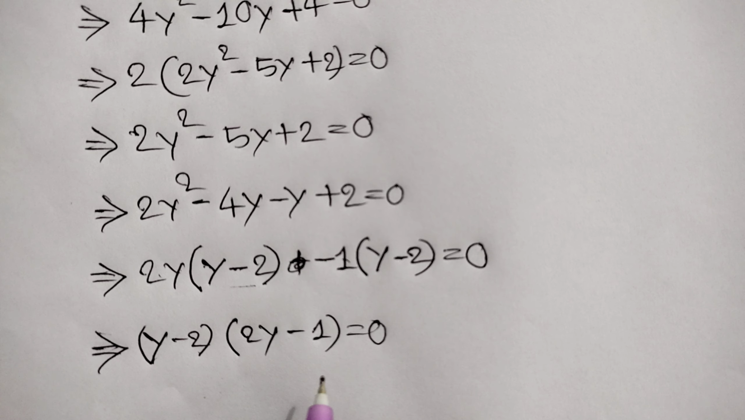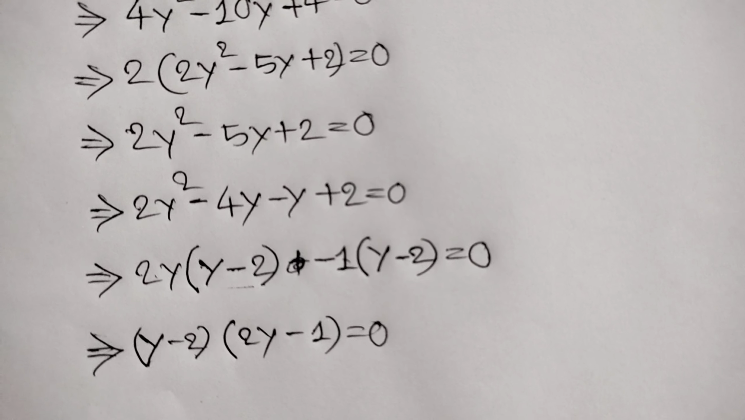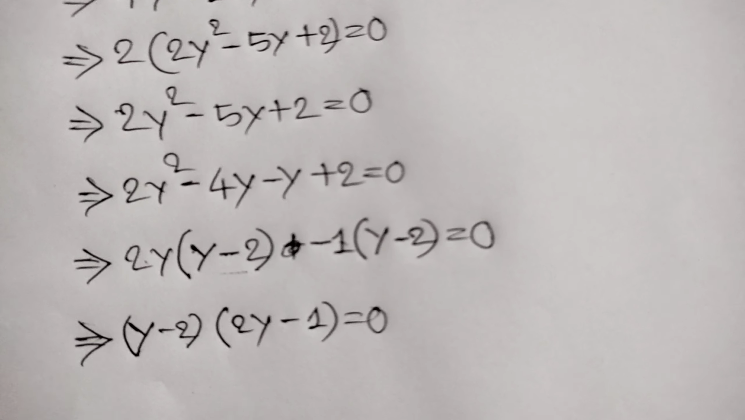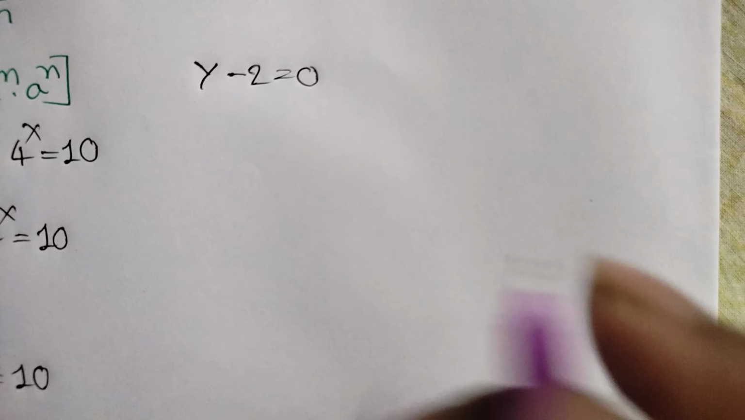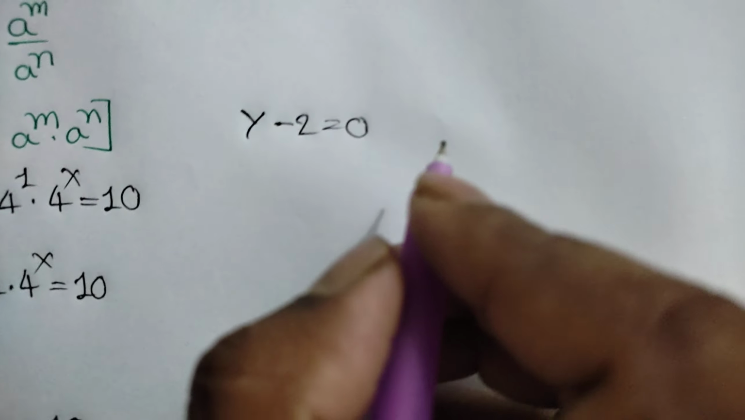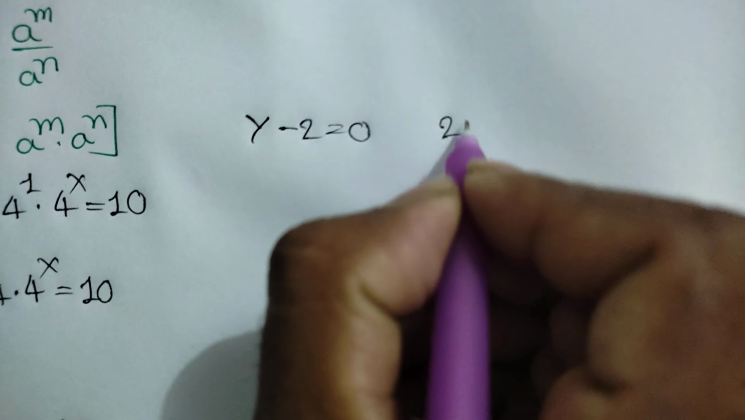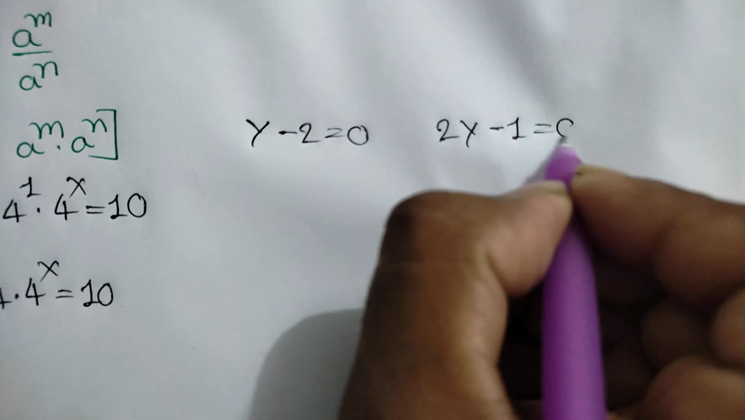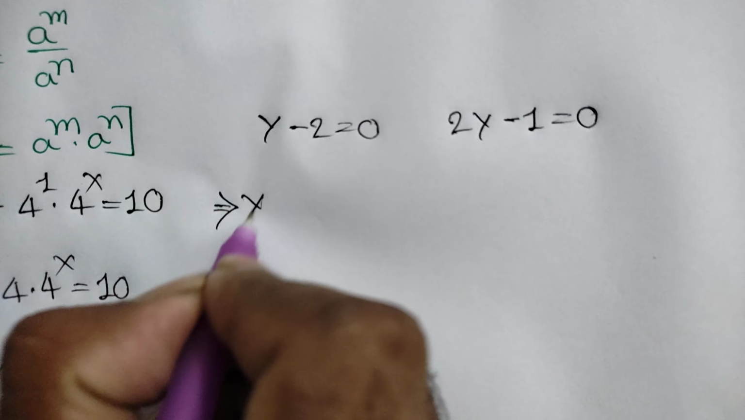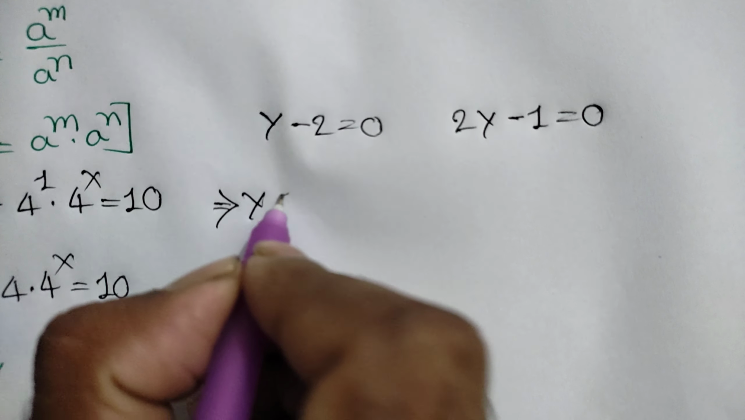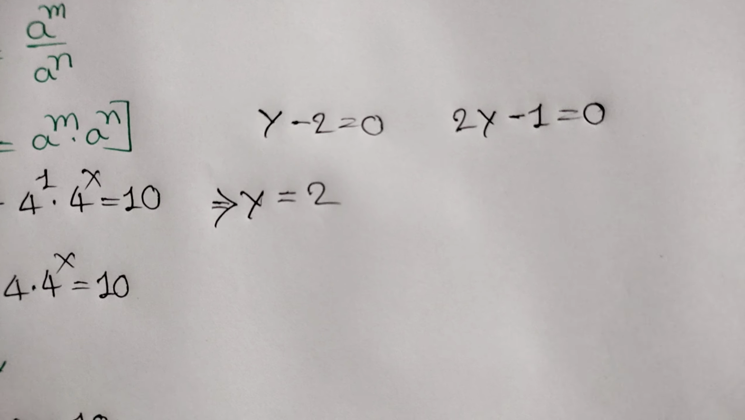Then from here we have two solutions, so we can write y minus 2 is equal to 0 and 2y minus 1 is equal to 0. Taking this negative 2 to the right side, we will get y is equal to 2.